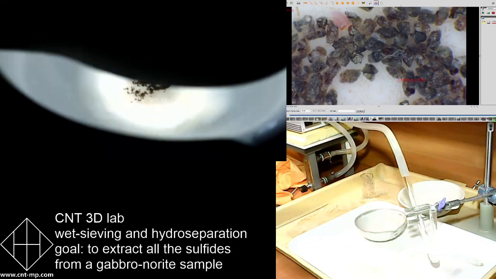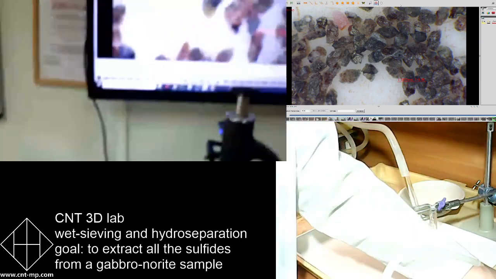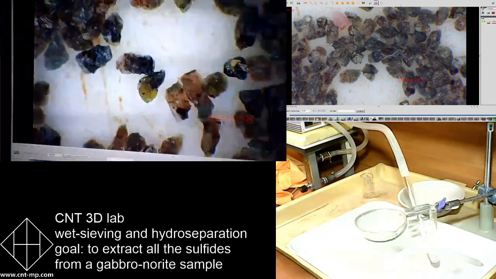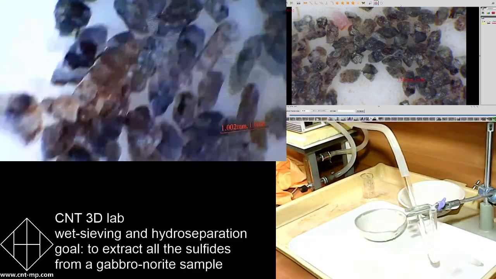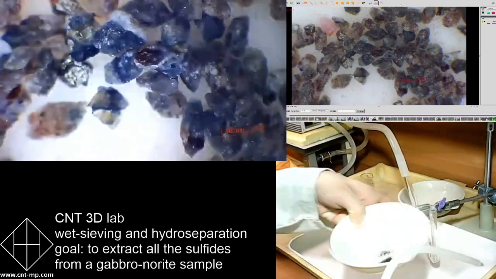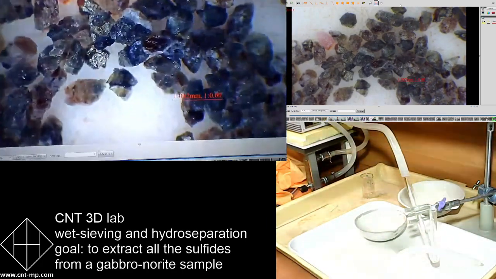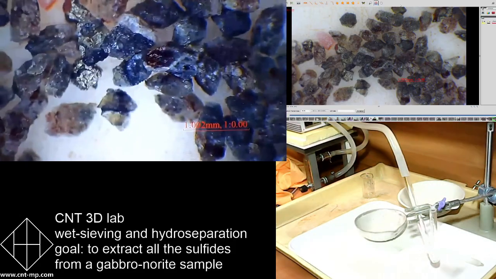It's for the first time that I think no one else is. What is it, Alec? So Alexander is still doing hydroseparation while Oleg is hand picking, I would say.